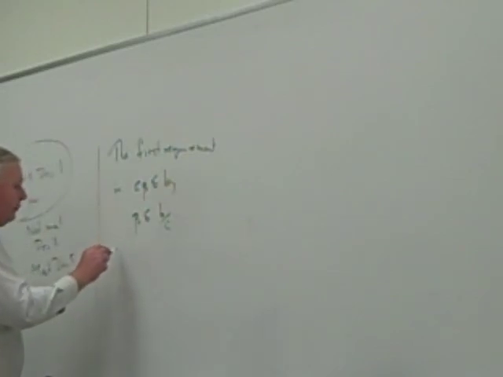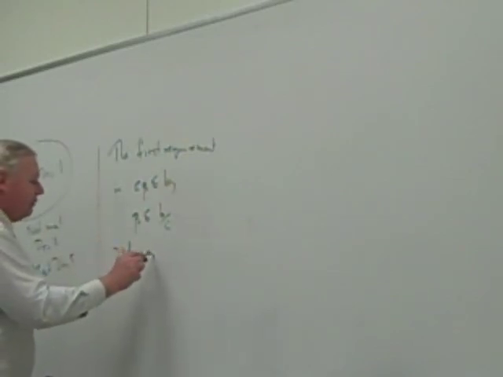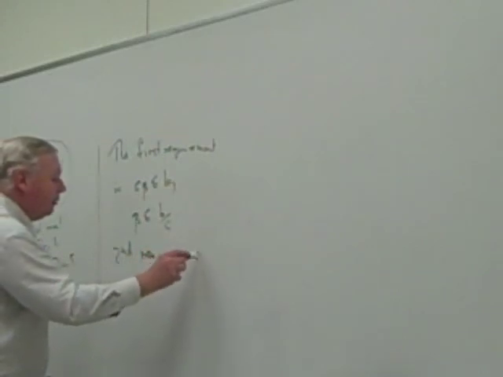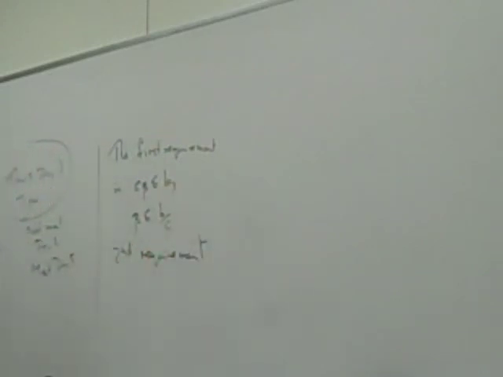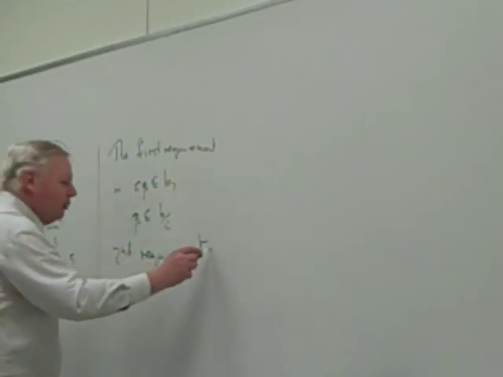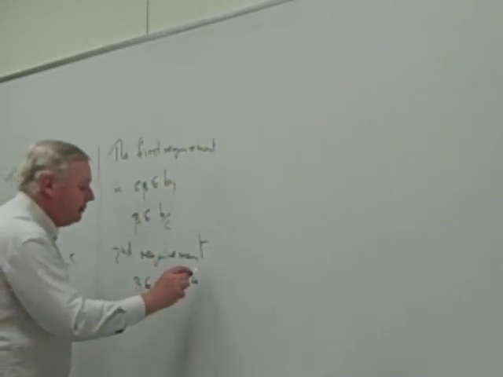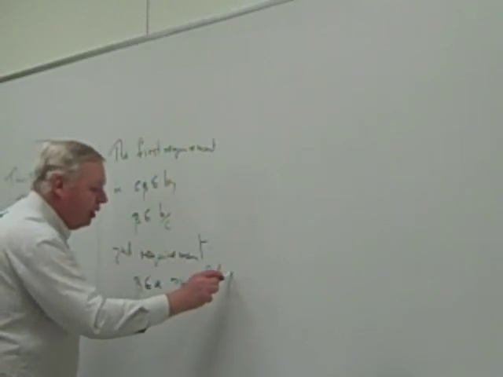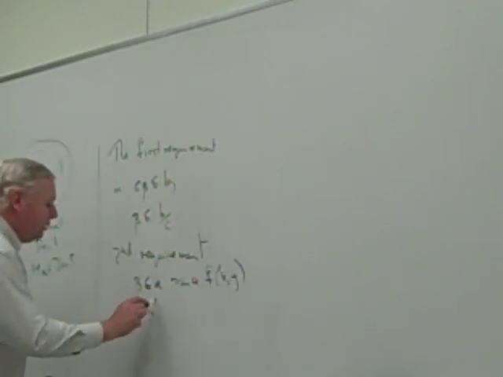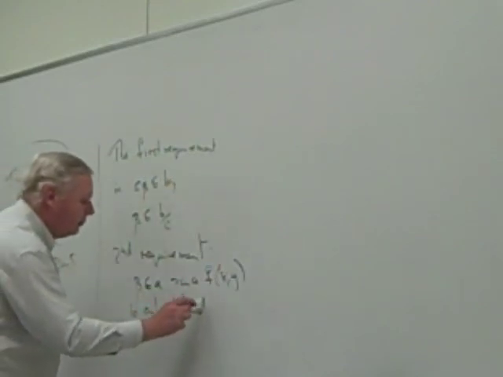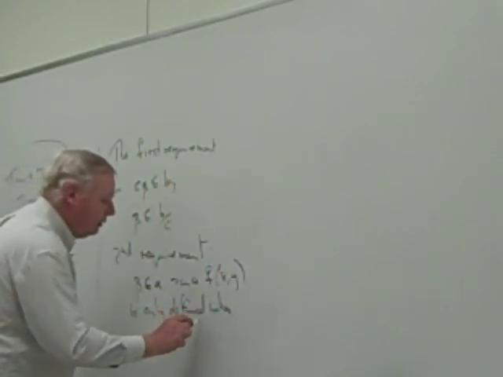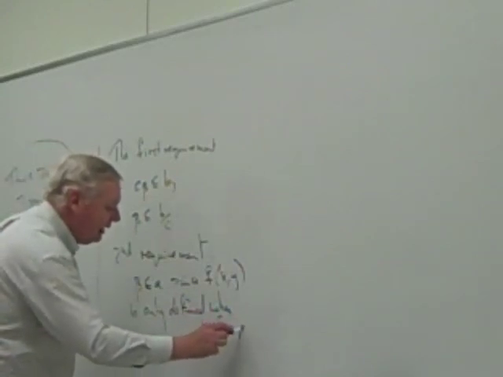Now, the second requirement: the original function in the x variable was only defined on minus a, a. So we really can't expect a solution beyond that. It wouldn't make any sense. The second requirement is that beta should be less than or equal to a, since f of x, y is only defined when x is in the interval minus a, a.